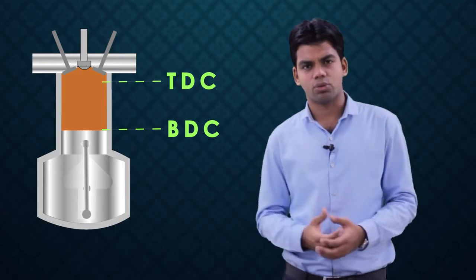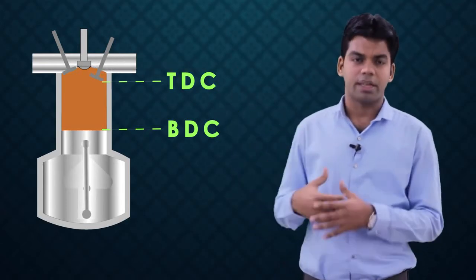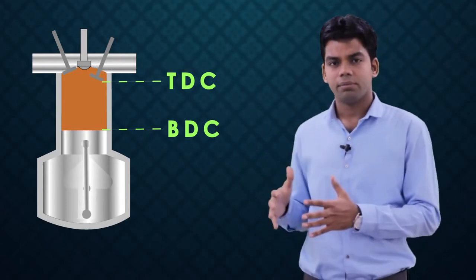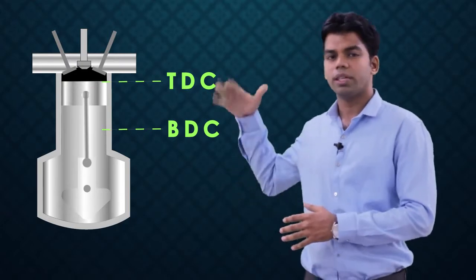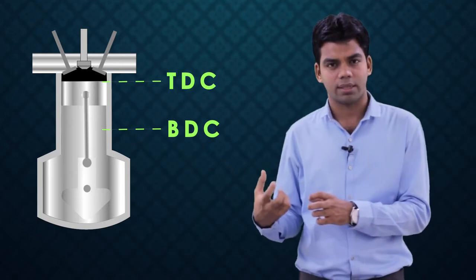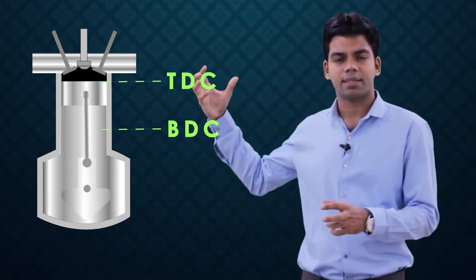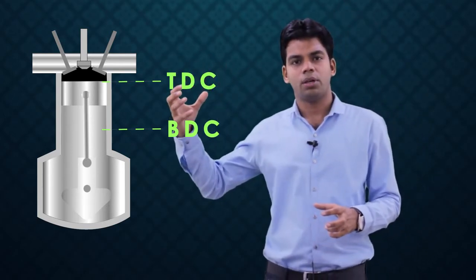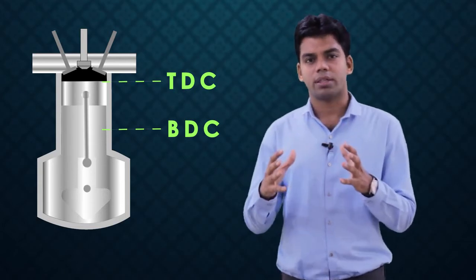Then after the third stroke, the exhaust valve will open, the heat will be rejected, and then the piston will travel from BDC to TDC, driving all the waste flue gases outside from the exhaust valve. So this is how the 4-stroke engine works.